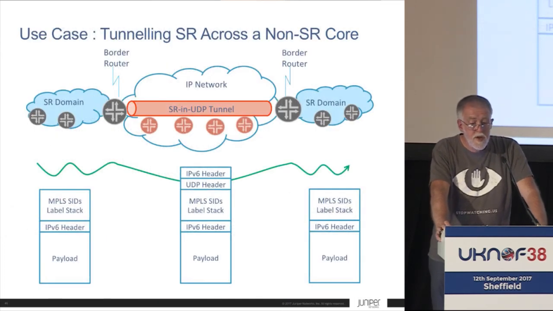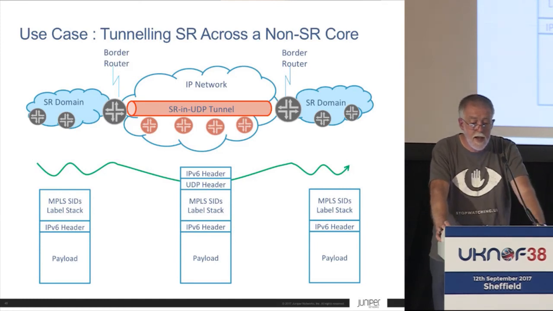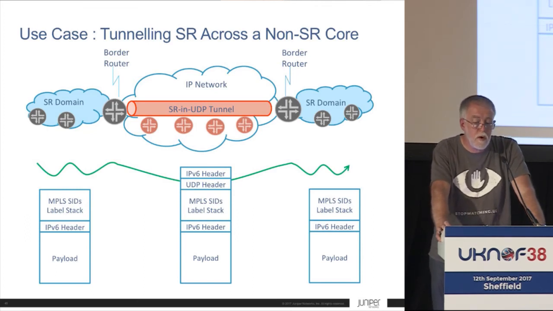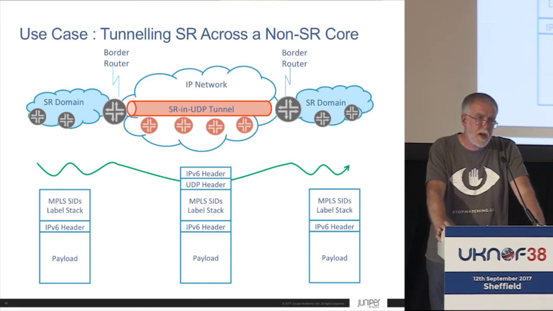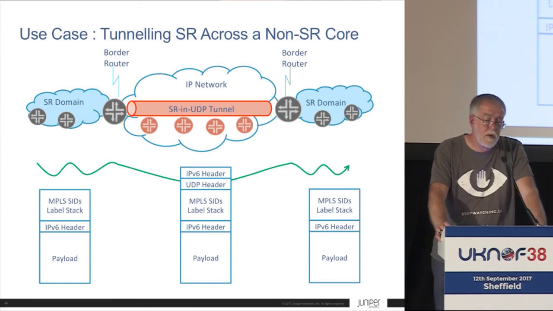And then two use cases for the UDP tunneling. The first is the simple attachment of two SR domains across an IP core. That's just like MPLS in UDP. So it's a tunnel which carries the whole MPLS SR stack right the way across the network.